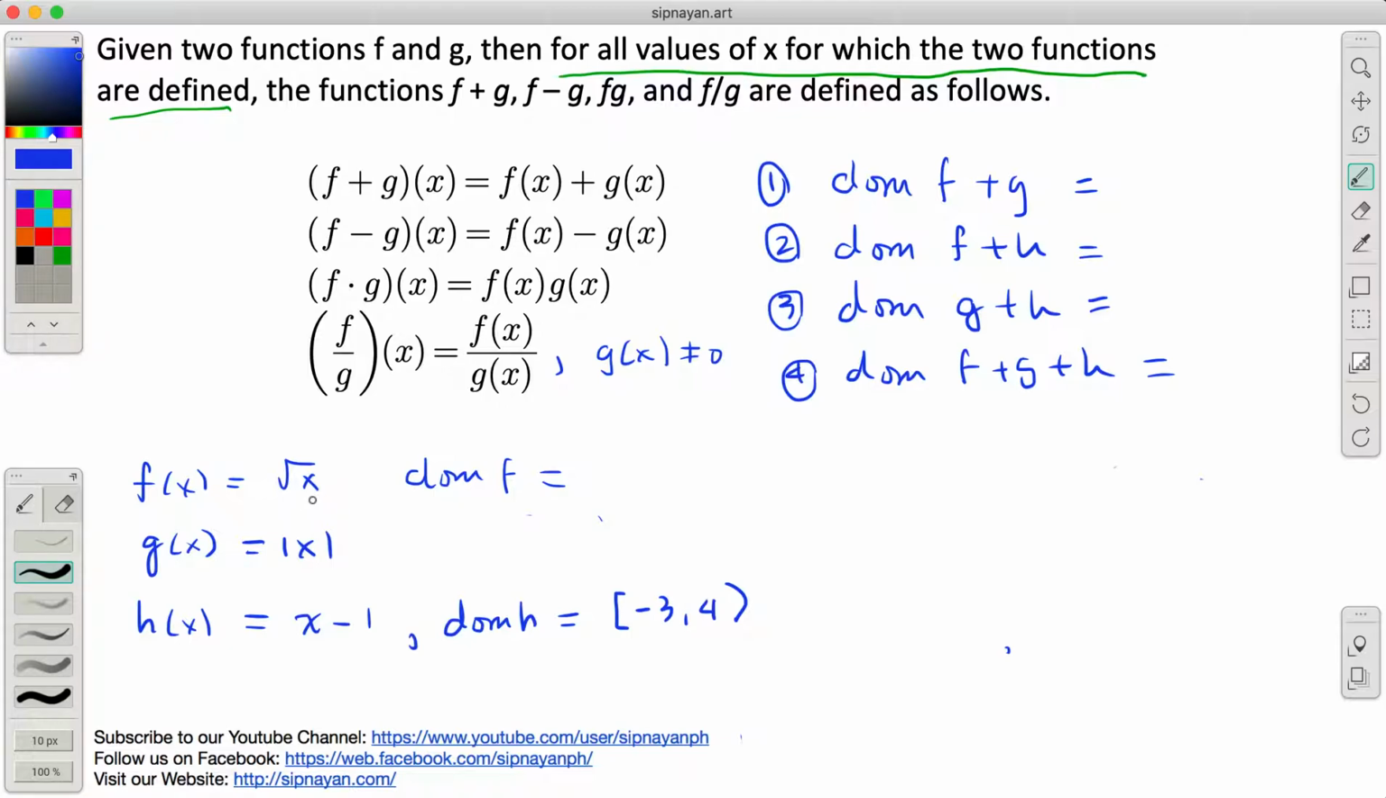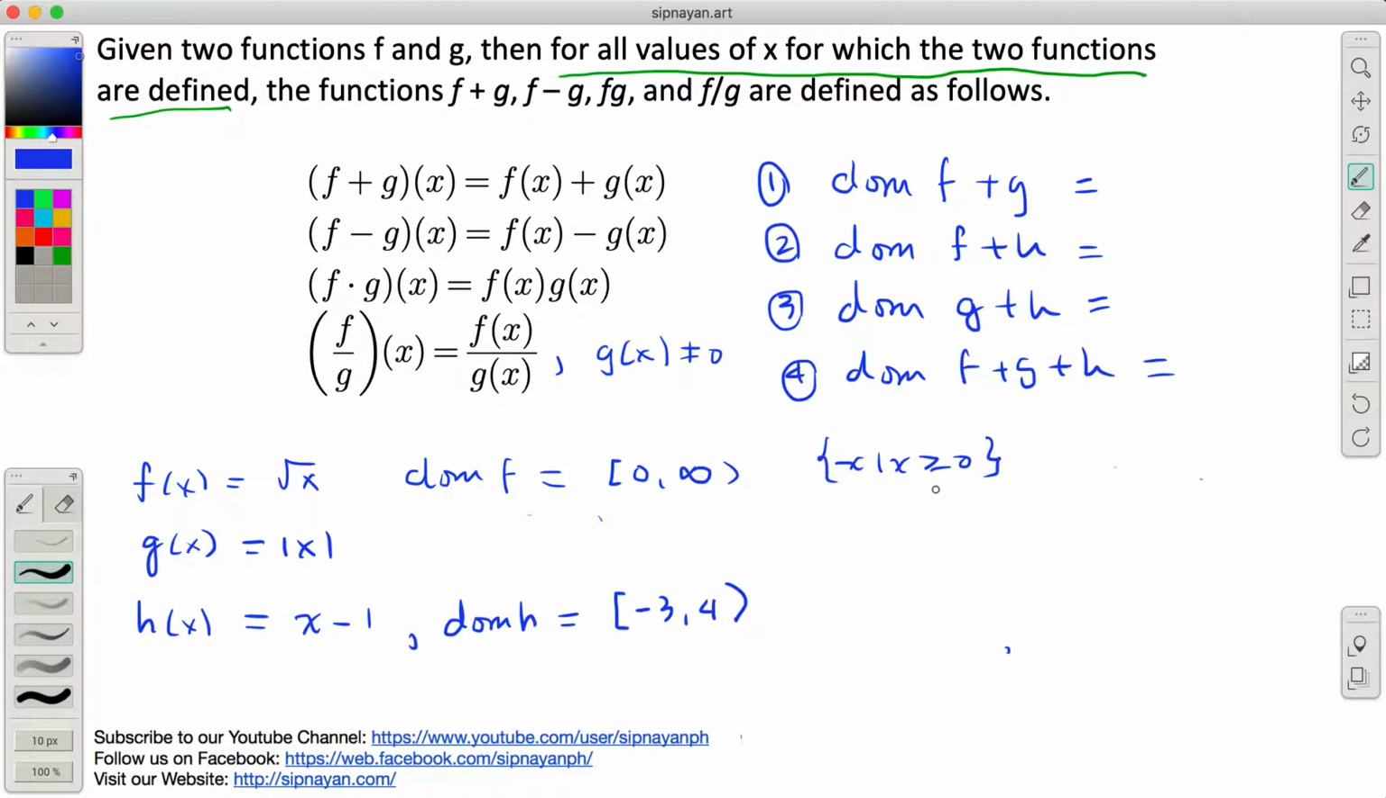Pwedeng 0, pwedeng positive, pero hindi pwedeng negative. So, from 0 to infinity. Kung hindi kayo familiar sa ganyang notation, I suggest na panoorin nyo yung interval notation natin na series. Magbibigay ako ng link sa baba. Kung sa set naman, ibig sabihin nito x such that x is greater than or equal to 0. Ito ang ibig sabihin nito, from 0 to infinity.